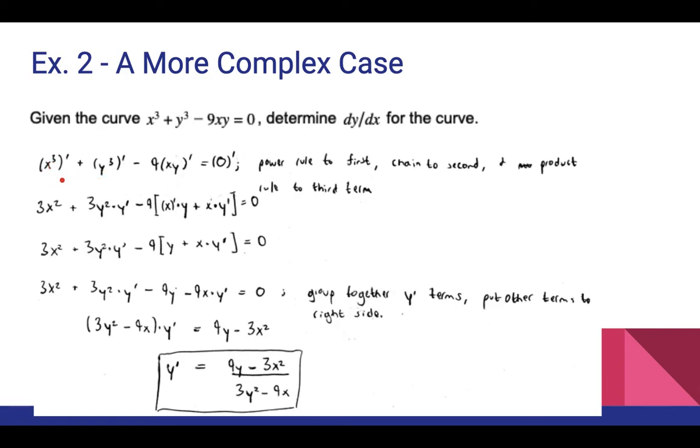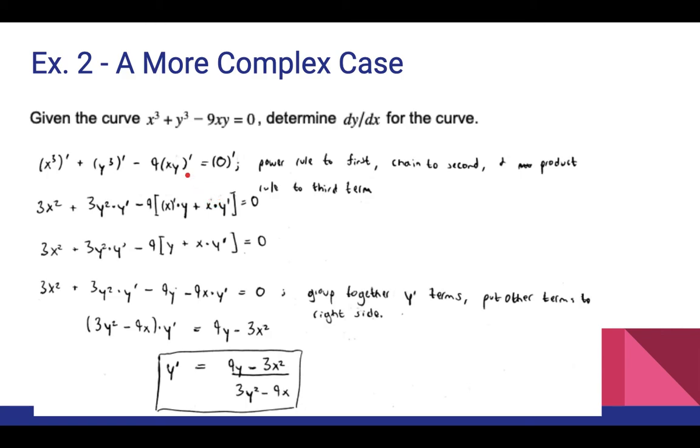We're going to have x cubed, the derivative of that is going to be 3x squared. Y cubed, the derivative of that will be 3y squared times y prime. And then we can factor out the 9 to take the derivative of just xy. Notice that x times y, we're going to have to apply the product rule to. So we take the derivative of x times y plus x times the derivative of y.